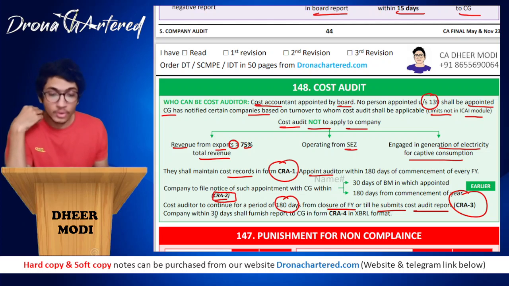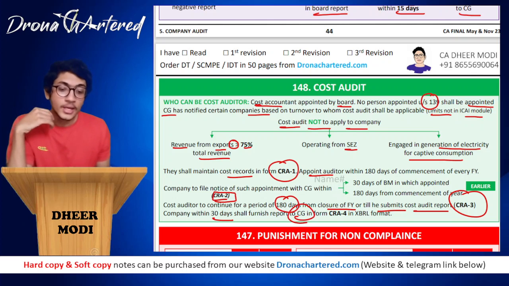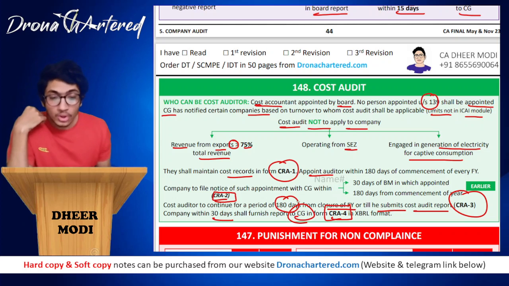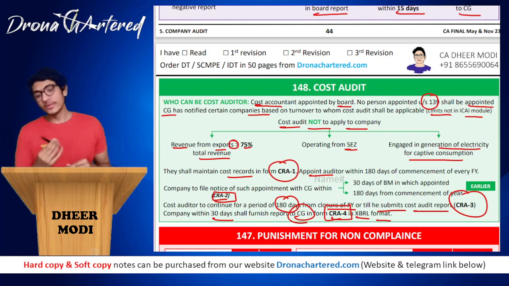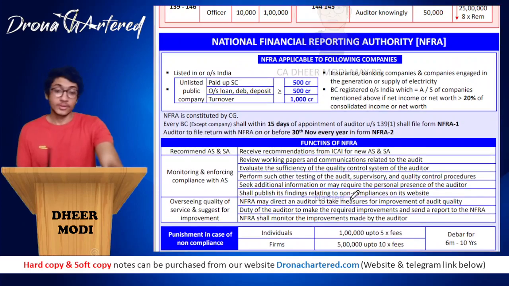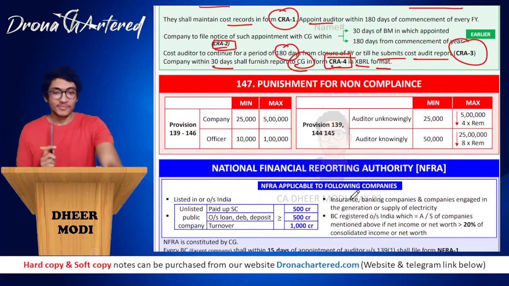cost audit report. And the company within 30 days shall furnish the report to CG in form CRA 4. So CRA 3 is the auditor submitting to the company, CRA 4 is the company submitting to CG. In form CRA 4 in XBRL format. Okay, so that is a different format. You don't have to go into what your XBRL format is. Okay, so this is our, okay, this is not our last part. We still have one more page after this.